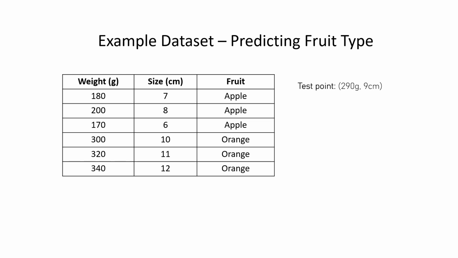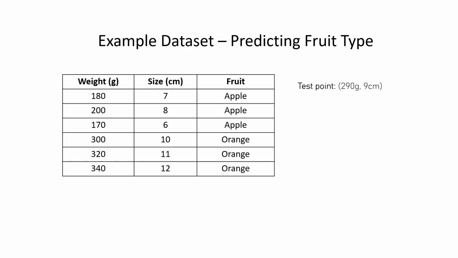Next, we are going to take one example to explain the concept of KNN. Here we have a data set which consists of different types of fruits, and we are going to predict what type of fruit it is. To define the fruit, I'm going to take three columns: one is weight in grams, another is size in centimeters, and the third is the fruit type.